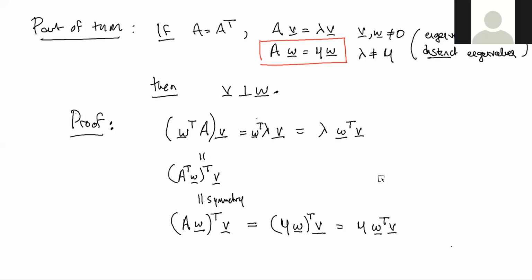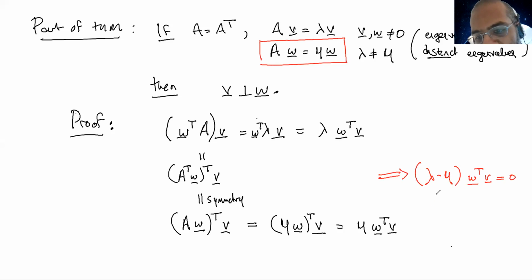Thank you. Okay, good. But now this is exactly the point, right? If these two things are equal, what does this imply? This implies that lambda minus mu times W transpose V is equal to 0. This thing is not 0 because they're distinct, so this has to be 0. That's the proof, right? That means W is orthogonal to V. So the explanation for why symmetry implies orthogonality is actually very clear. It's basically a one line proof. You just calculate W transpose AV in two different ways, and they have to be the same, right?